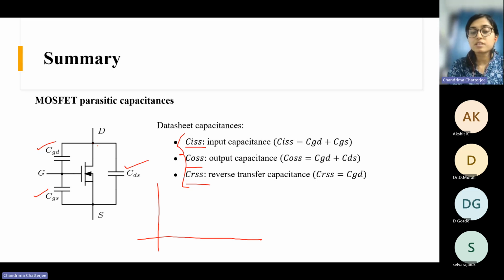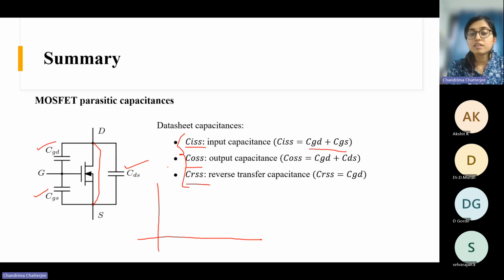What is the input capacitance? The input capacitance is the capacitance seen from the input side, right? If you want to find the equivalent capacitance, you can short the output, and then you will see that CGD and CGS come in parallel, right? Because if you are shorting the drain to source, then CGD and CGS come in parallel, because this is one common point and this is another common point. That's why the input capacitance is the summation of CGD and CGS.